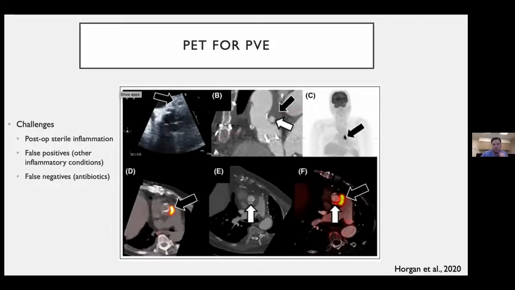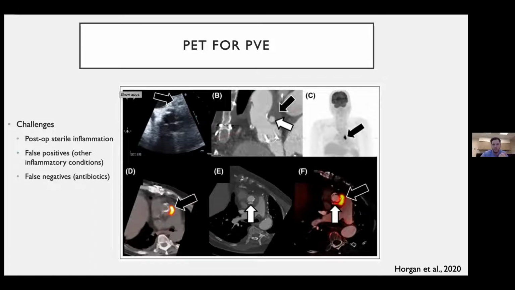And it's important to note that the sensitivity of PET is actually rather low for native valves. There's a variety of theories as to why, but nothing was clear to my knowledge. Routine use of PET is not really recommended in native valves; only really think about it for prosthetic material. So there's a few challenges with PET to be aware of.